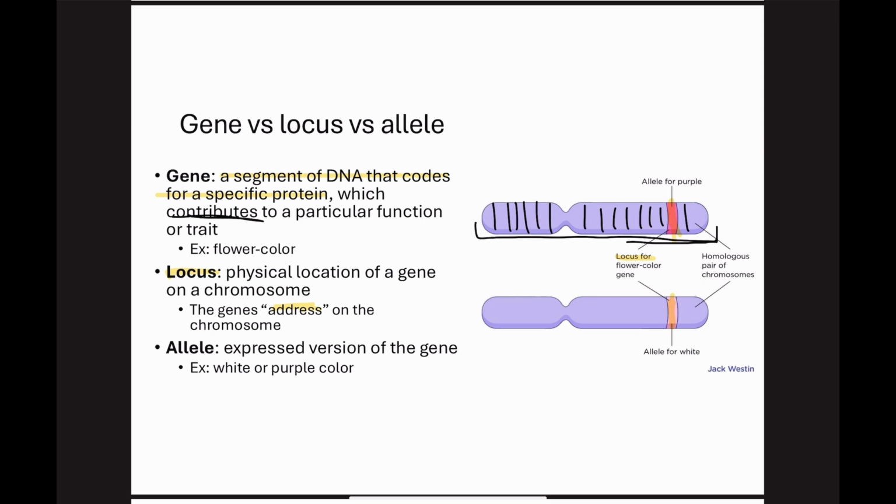Now, we might have petal shape over here. Well, petal shape is always going to be here. So the locus for petal shape will always be in the same area. And when we get more specific and we talk about alleles, what we're talking about is the expressed version of the gene. Is it white or is it purple in color?